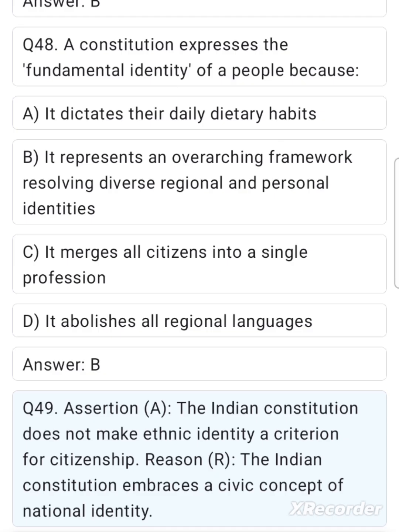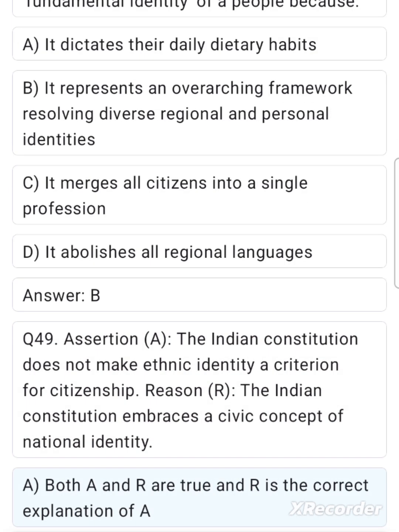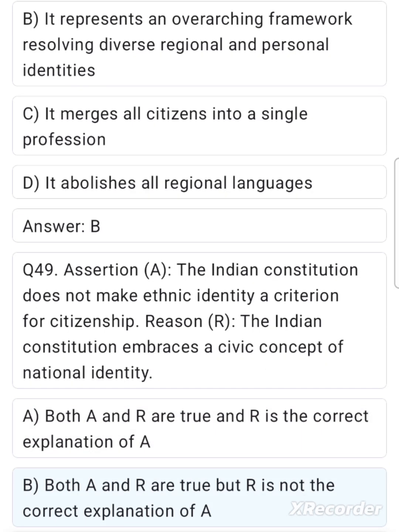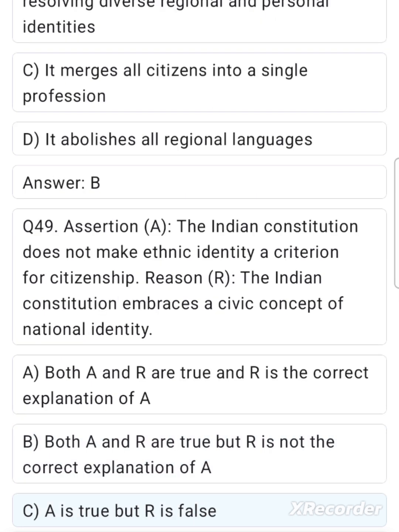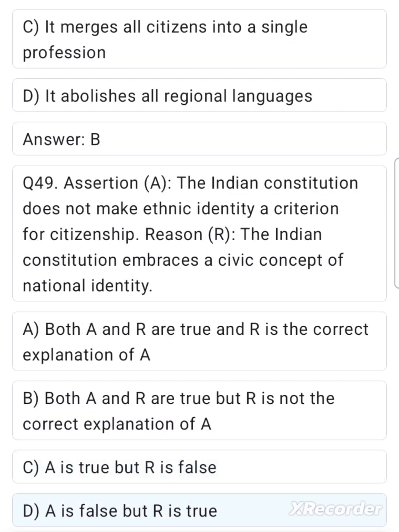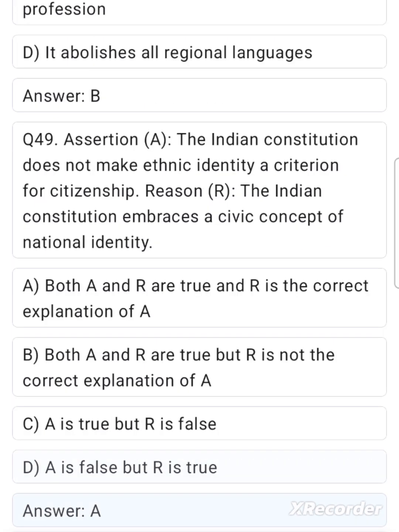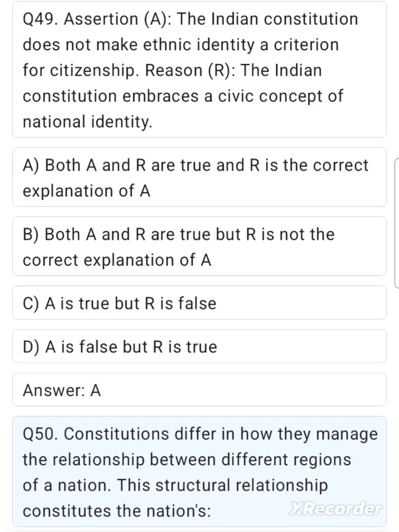The Indian Constitution does not make ethnic identity a criterion for citizenship. Reason R. The Indian Constitution embraces a civic concept of national identity. A. Both A and R are true and R is the correct explanation of A. B. Both A and R are true but R is not the correct explanation of A. C. A is true but R is false. D. A is false but R is true. Answer. A. Q50.